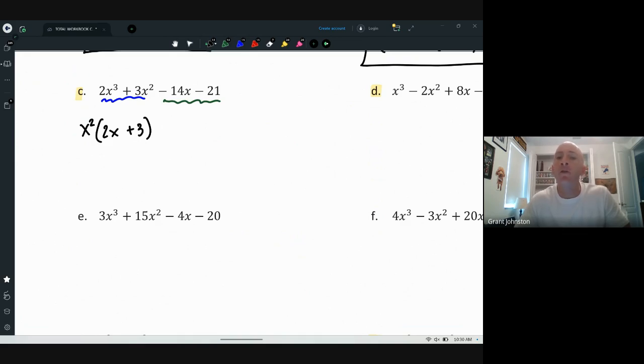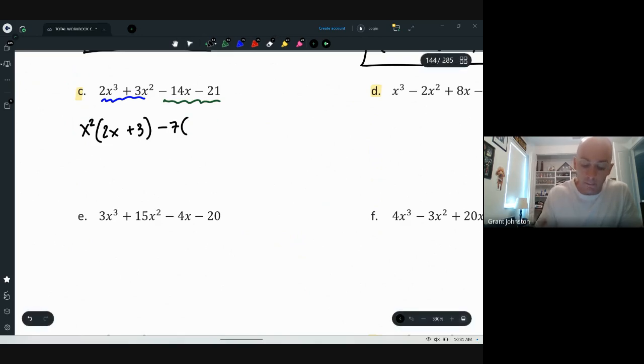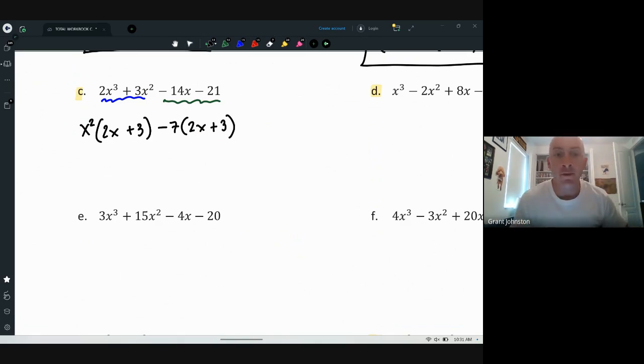And when I underlined in green, since it's a negative 14, I'm going to factor out a negative. I'm going to factor out negative 7. Negative 7 is a factor of 14 and 21. So I'm going to factor out a negative 7. And that would be an x plus, not 2. My bad. I messed that all up. That would be a 2x plus 3. Because negative 7 times 2x is negative 14x. Negative 7 times 3 is negative 21. So I'd factor that part.